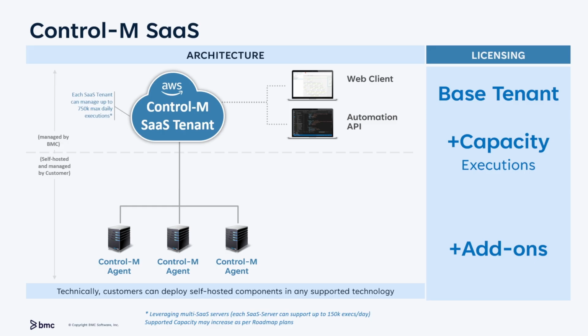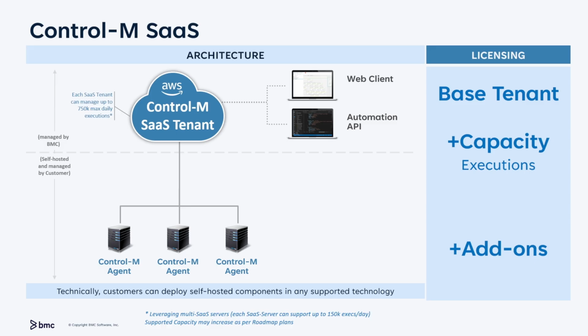From an architectural perspective, Control-M SaaS is delivered as a dedicated tenant hosted and managed by BMC in the AWS cloud. This SaaS tenant provides a centralized control plane, including the web client, automation API, scheduling engine, security, and governance capabilities. Workloads themselves execute on the Control-M agents that are installed on the customer managed servers.